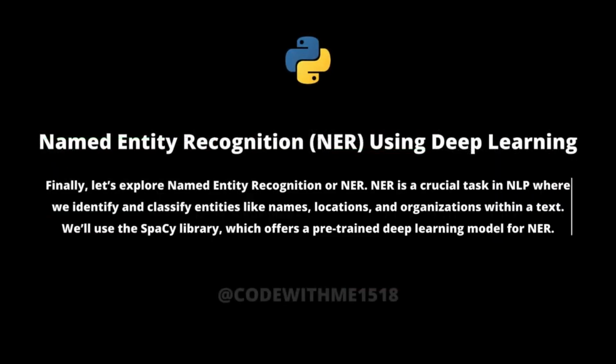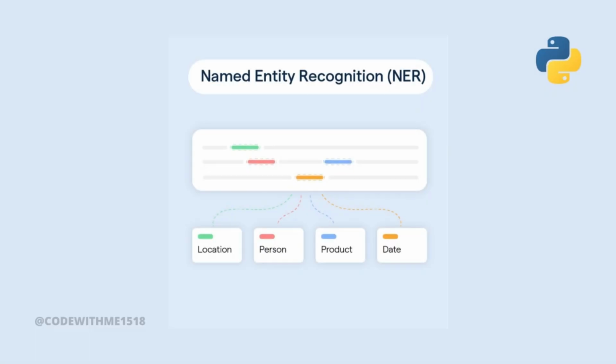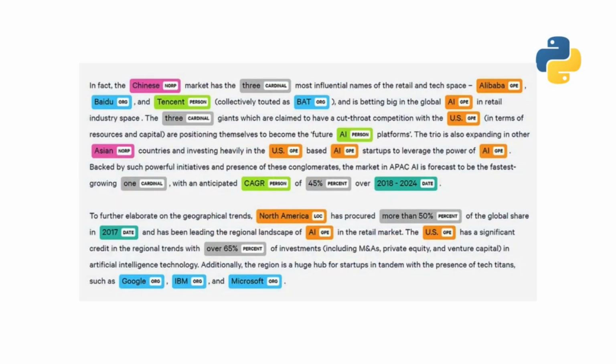Finally, let's explore named entity recognition, or NER. NER is a crucial task in NLP where we identify and classify entities like names, locations, and organizations within a text. We'll use the spaCy library, which offers a pre-trained deep learning model for NER.